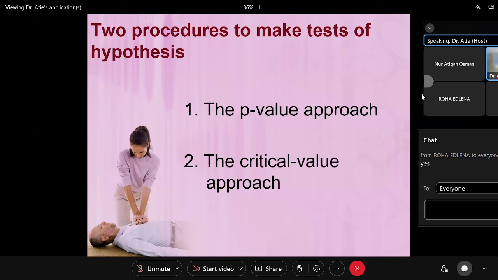Okay, there are two procedures to make tests of hypothesis. The first one is the p-value approach. Okay, this one is used when we use SPSS, right?